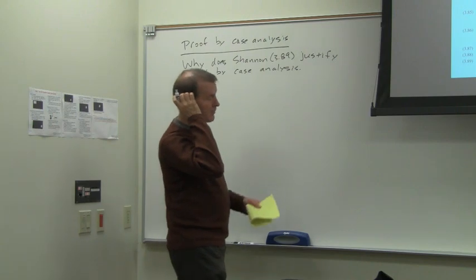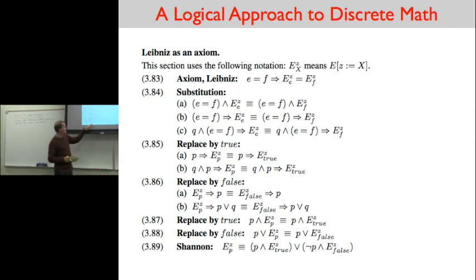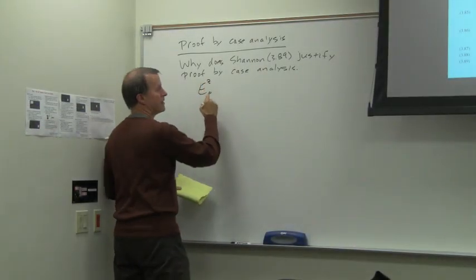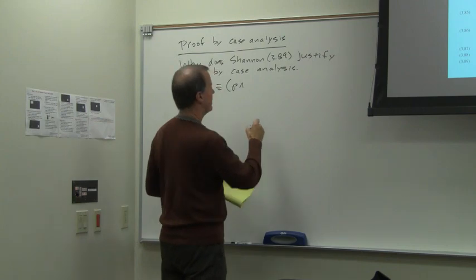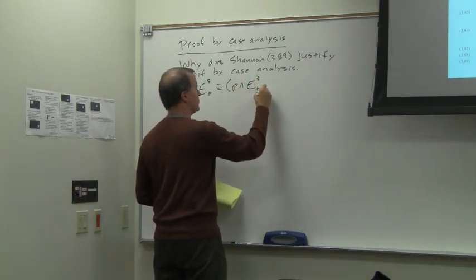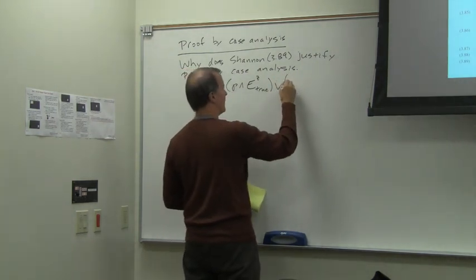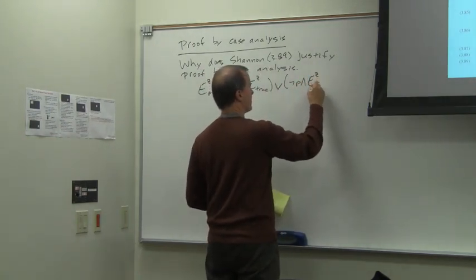What I want to show you is what Shannon says in the event that you can prove both E with Z replaced by true and E with Z replaced by false. So let me just write down Shannon. E with Z replaced by P is equivalent to P and E with Z replaced by true, or, and here's what's puzzling, it's this or, not P and E with Z replaced by false.